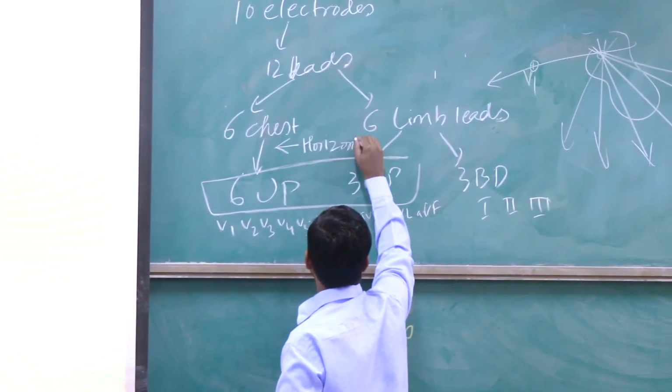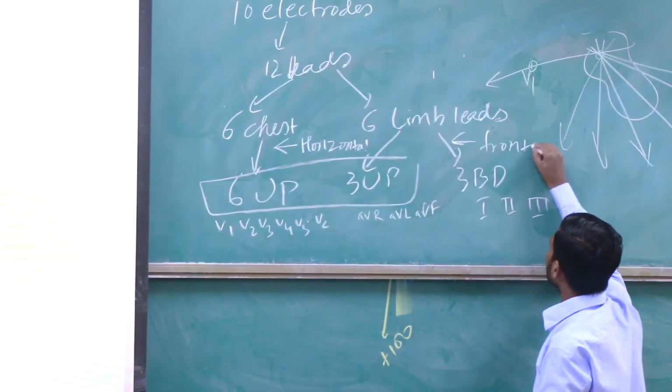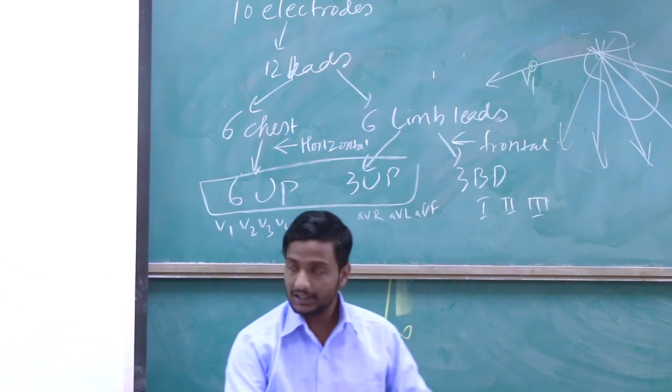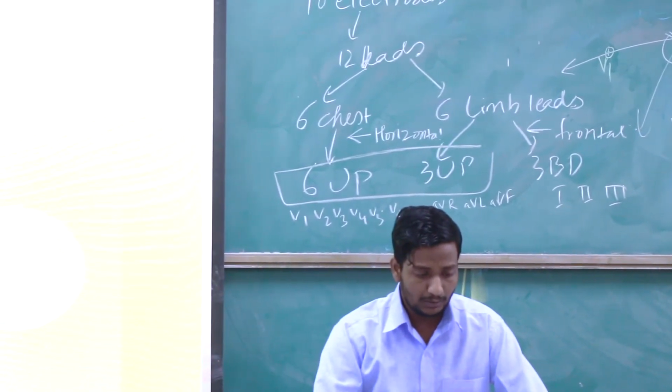And the limb leads are going to look at your heart from which plane? Horizontal plane. Is this concept clear to all of you? Yes. Okay, so this is the first step of our class today, to understand the different electrodes and leads. Now let's look at the photo here. The same thing, whatever I have written here. All of us, let's go here.